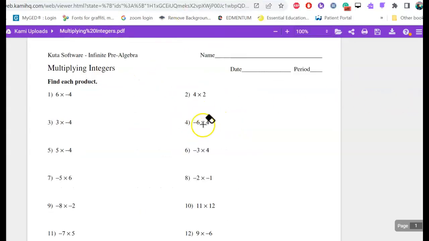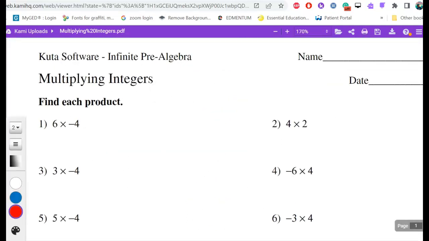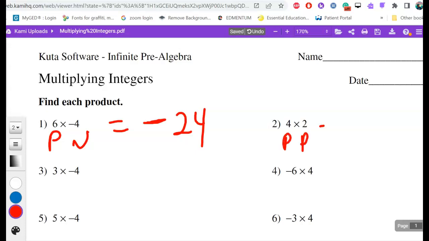So let's go ahead and practice with the multiplying integer rules. Here we go, quickly doing these. Now I have our first problem: 6 times negative 4. Remember, we have a positive times a negative, so our answer is going to be negative. 6 times negative 4 is negative 24. Over to number 2, you have a positive times a positive, so your answer is positive. Just multiply: 4 times 2 is 8.